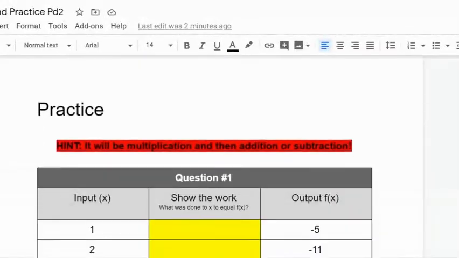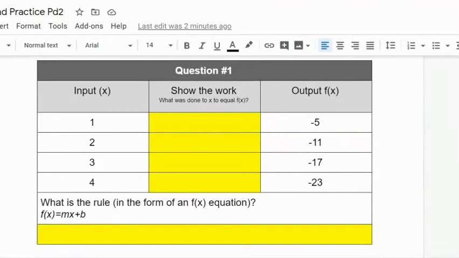So now let's try what I just said. I said to look over here and figure out what the difference is. I'm looking at the output column and I see it goes -5 to -11 to -17 to -23. A couple things I noticed immediately: there are negative numbers, so that means I'm multiplying by a negative. Right away, I can say I am multiplying by a negative.